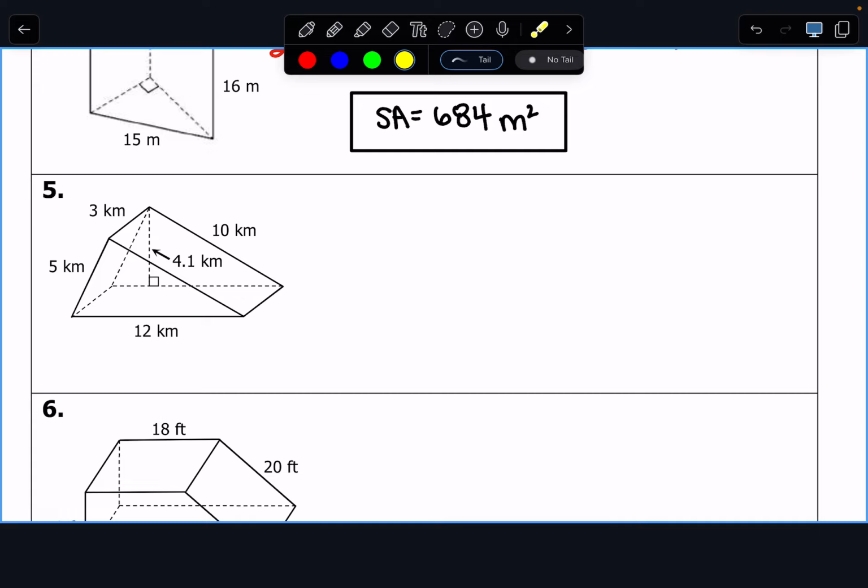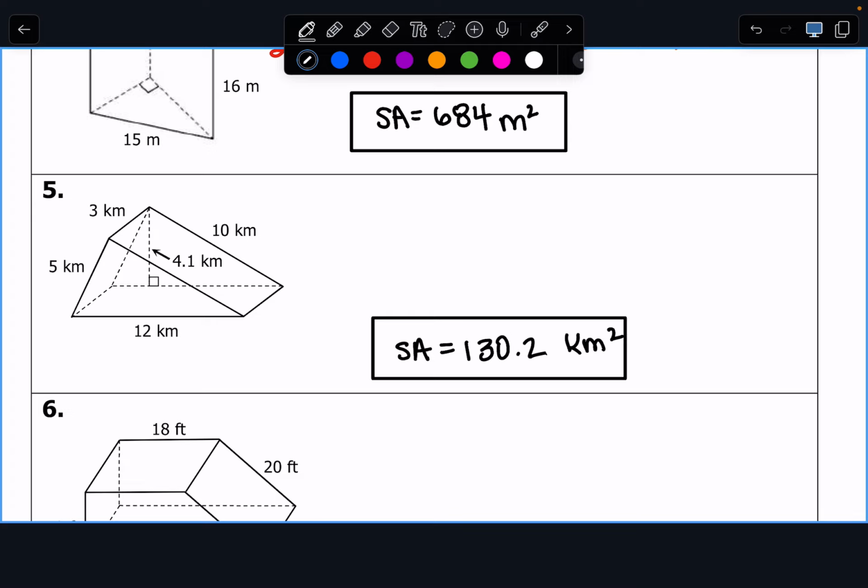130. Data, do you have an answer? That means you're wrong. It's 130. I walked by a piece of paper that had the answer of 130.2. Why didn't you use the 4.1?